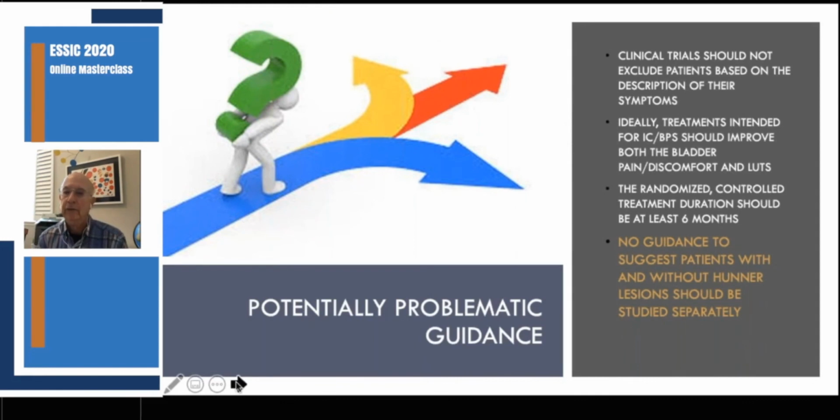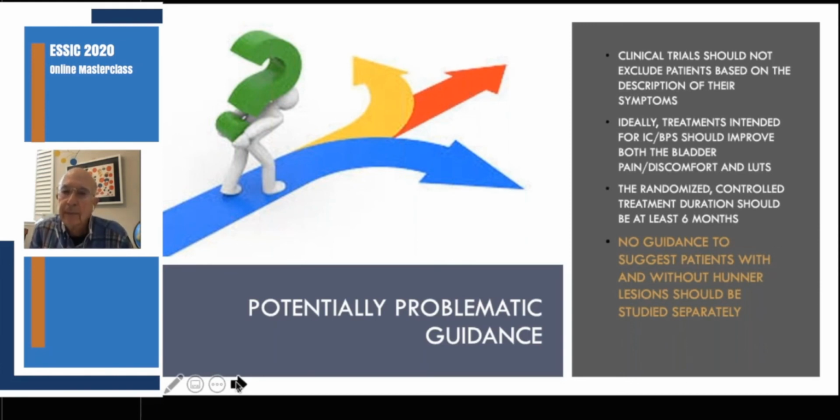They came to four major conclusions, one of which is that clinical trials should not exclude patients based on the description of their symptoms. Well, if clinical trials can't exclude patients based on the description of their symptoms, how can you ever properly phenotype this disorder? You can't. It puts tremendous barriers in terms of drug studies trying to pick out patients who may respond to specific treatments.